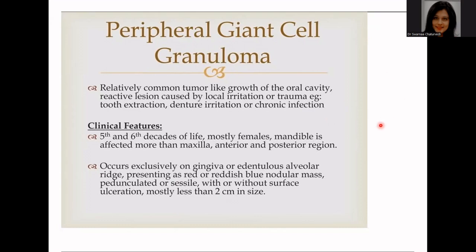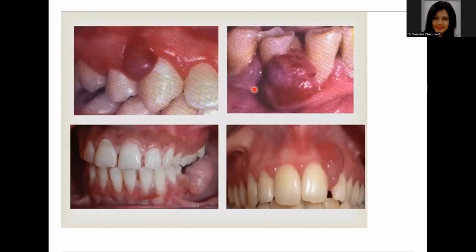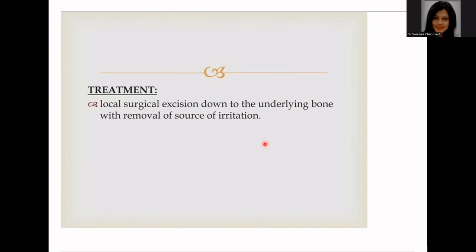These occur exclusively on the gingiva or edentulous alveolar ridge, presenting as a red or reddish blue nodular mass. It can be pedunculated or sessile, with or without surface ulceration, mostly less than 2 centimeters in size. So you can see the reddish appearance of it, and it could be sessile or pedunculated. For this, the treatment is local surgical excision down to the underlying bone, along with removal of the source of the irritation.